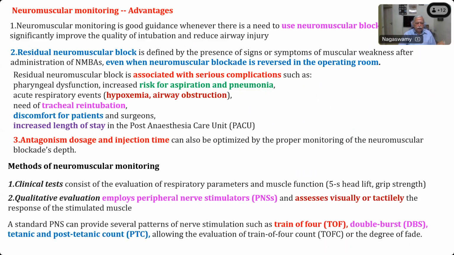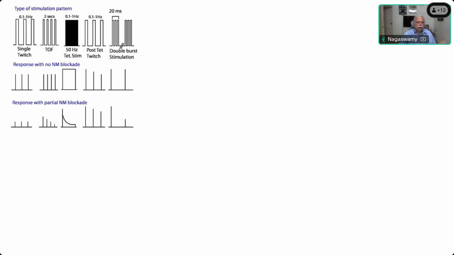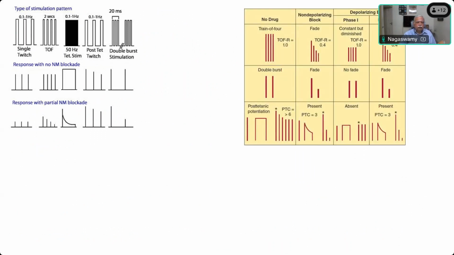So the standard peripheral nerve stimulation provides various patterns of stimulation, which are train of 4, double burst, tetanic and post-tetanic count to evaluate the various degrees of blockade as well as recovery. And instead of writing long sentences, you can just draw these pictures to show your knowledge of how the various patterns of stimulation are applied and what will be the effect if there is a motor blockade and if there is no motor blockade.